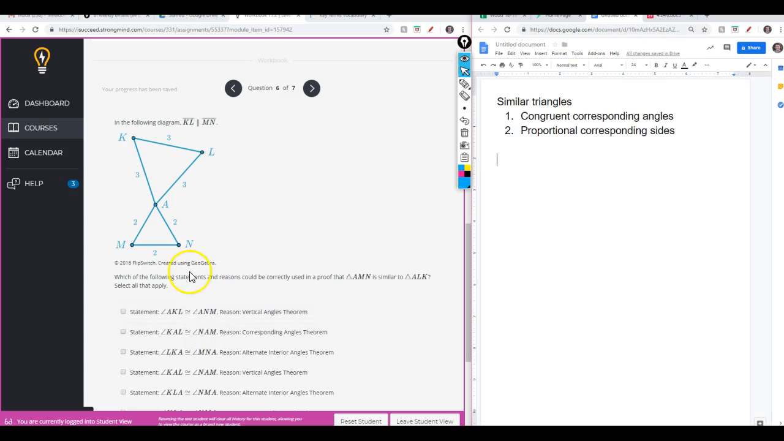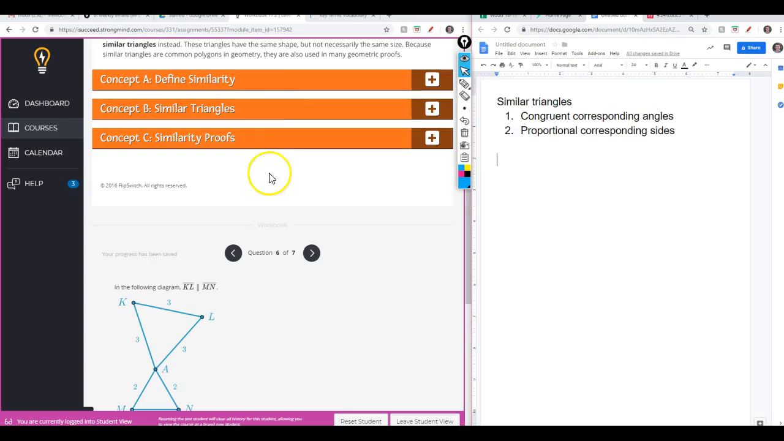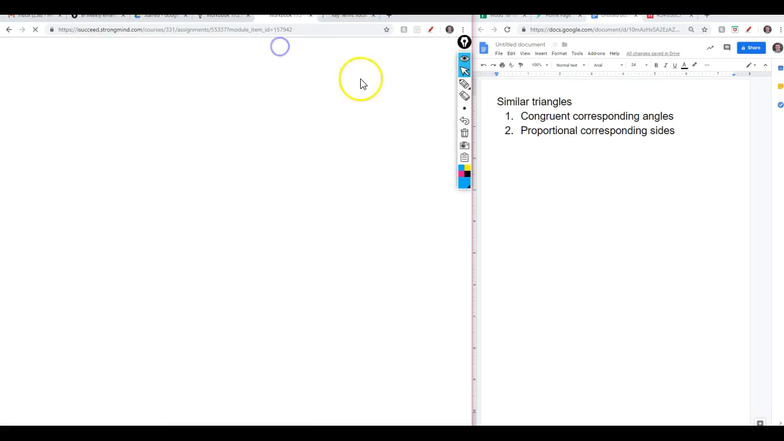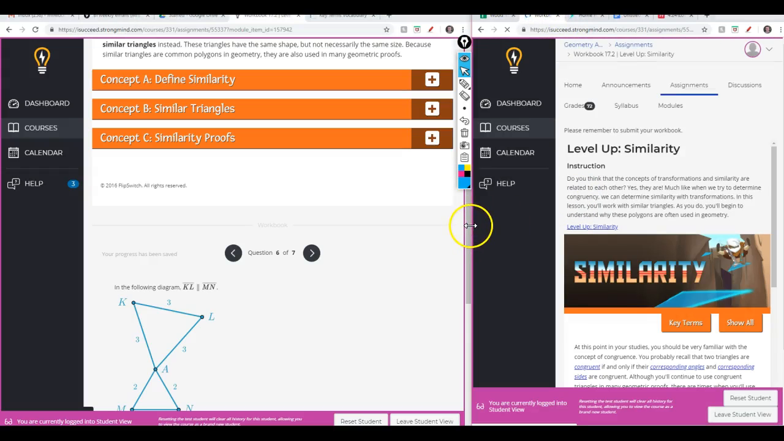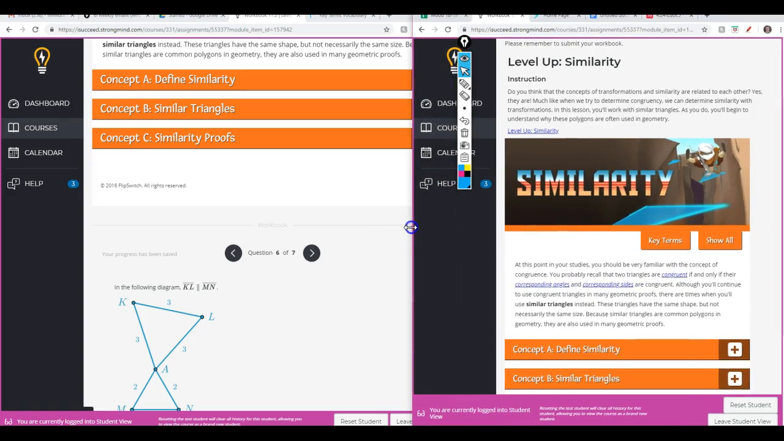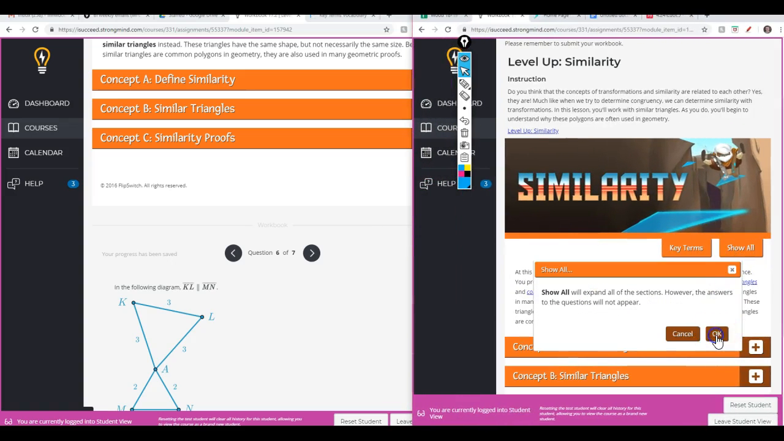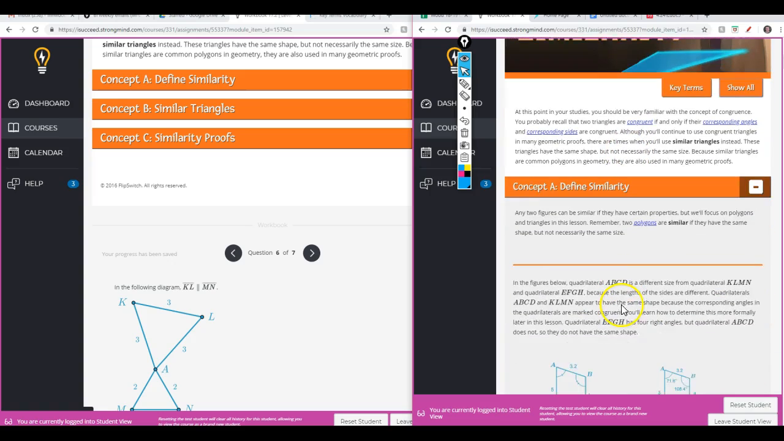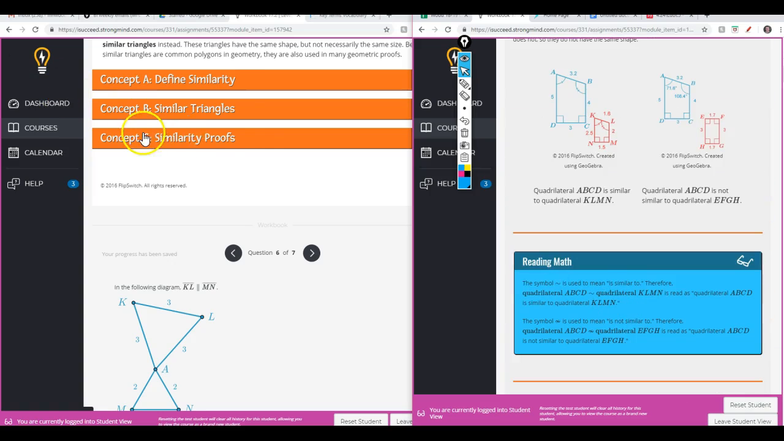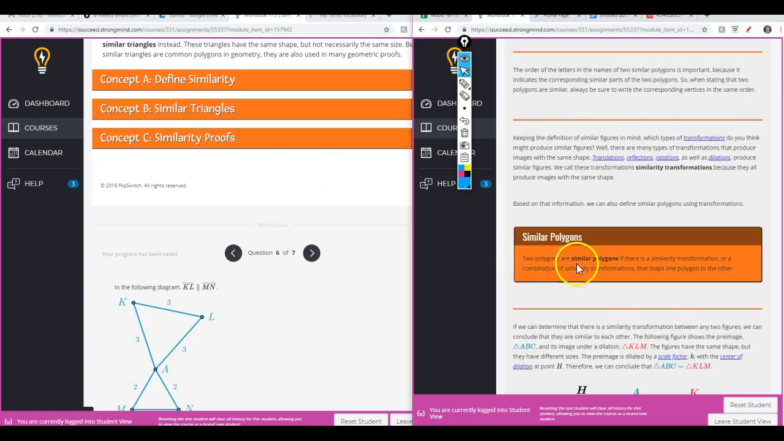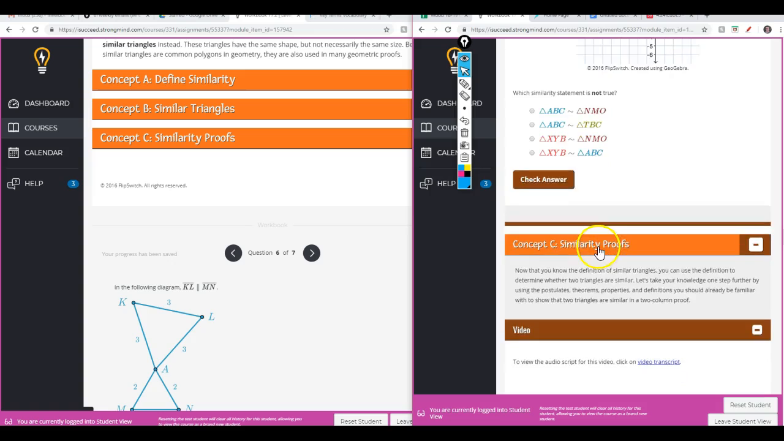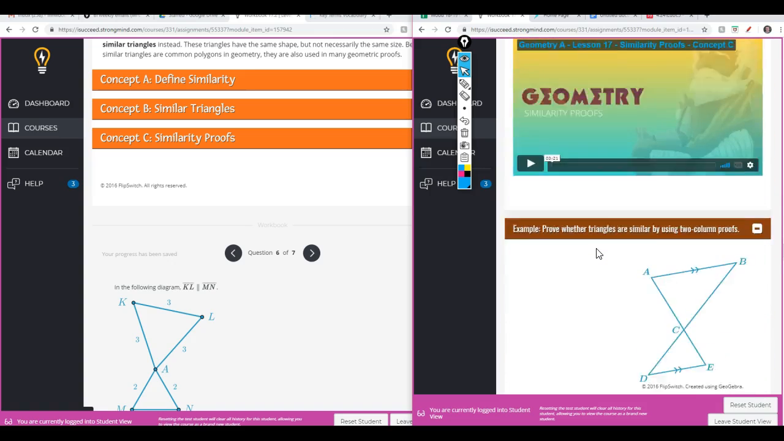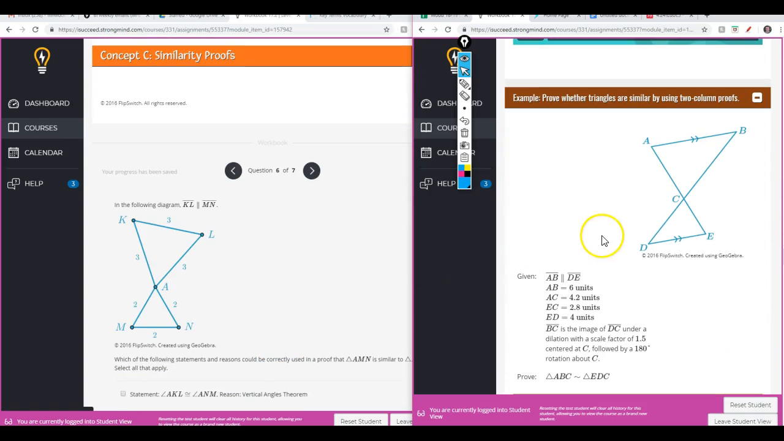Okay, when it's asking me to select statements and reasons, I duplicate the tab and bring it up over on the other side. And I select show all. And then I scan, since I see that similarity proofs are right there, until I see concept C. And scan to see if I have one set up kind of like this.